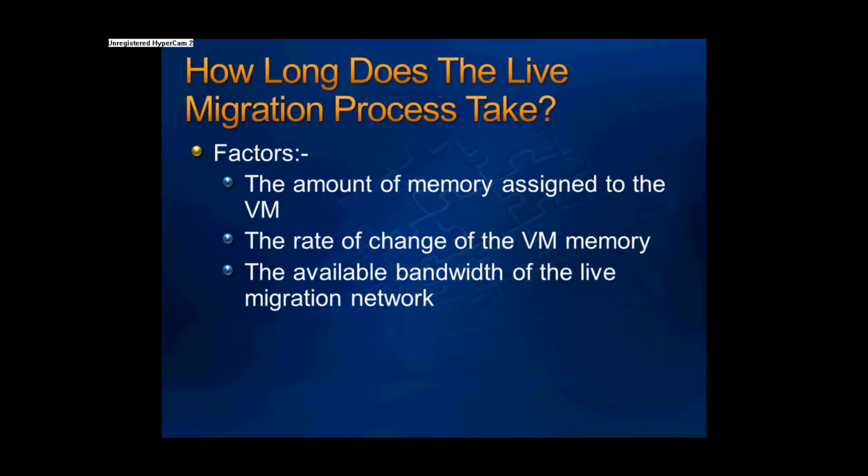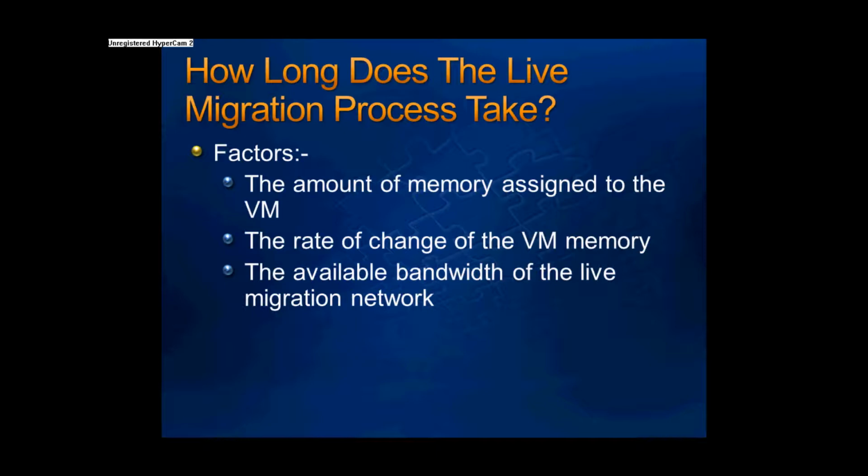Another factor which will determine the live migration process is the rate of changes of the VM memory. What it means here is it depends on your dirty pages, as I already explained during the process for live migrations. The dirty pages are the changes which the user makes while the live migration happens in the background. So if you have a lot of changes on the dirty memory pages, it will also affect how fast the live migration will work.